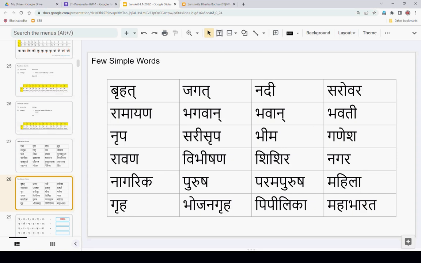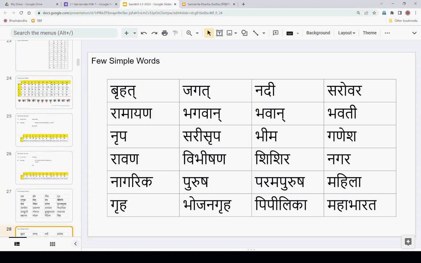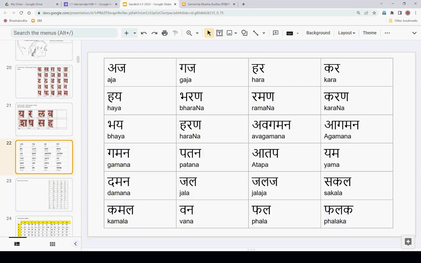So now this one contains the same, and both are similar. Okay, so we'll quickly go through, if you are interested, the meaning of these simple words. Aja, gaja, hara, kara. Anybody want to try the meaning if you know? Aja, I don't know. Gaja is elephant, hara is Shiva, God Shiva.